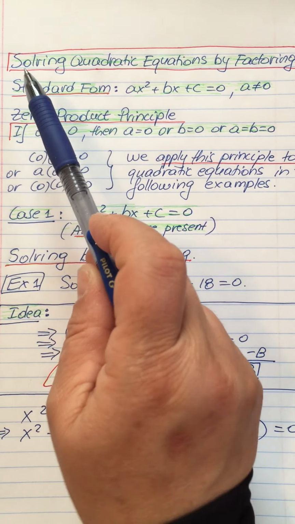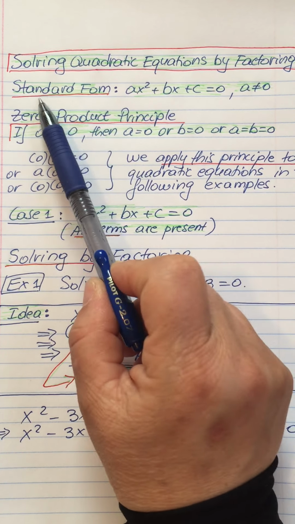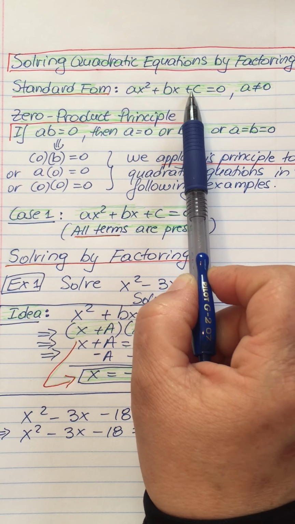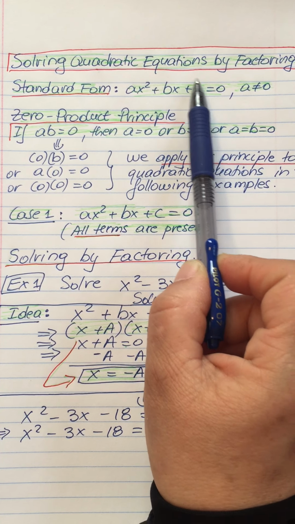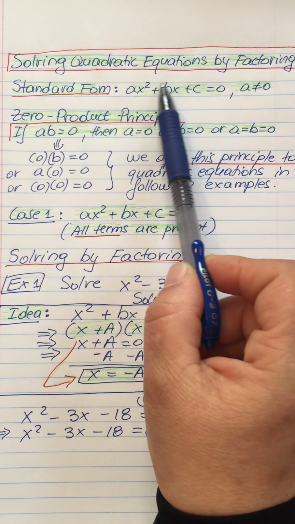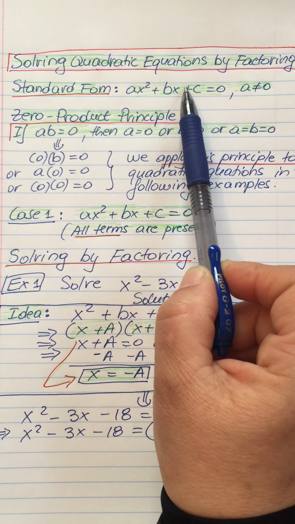In this video, we are going to solve some quadratic equations by factoring. The standard form of the equation is ax squared plus bx plus c equal to 0, which means that on the left we have a quadratic trinomial, and on the right we have 0. So this is the standard form.